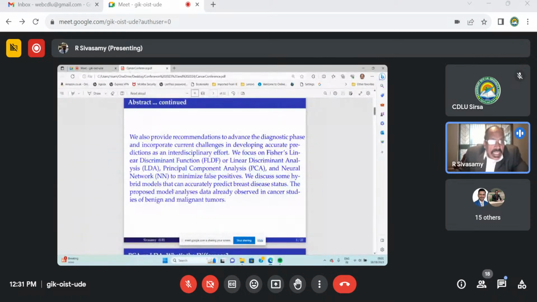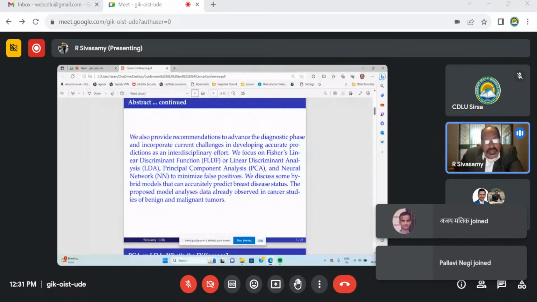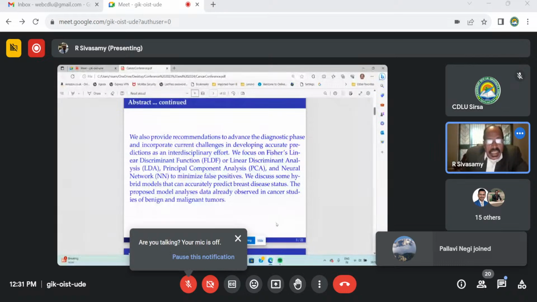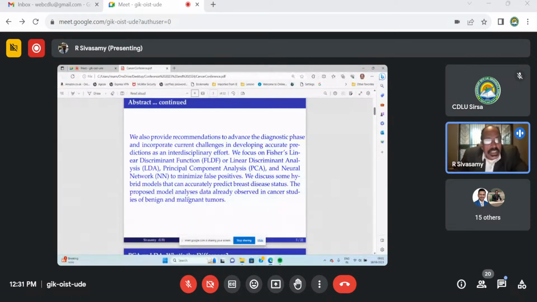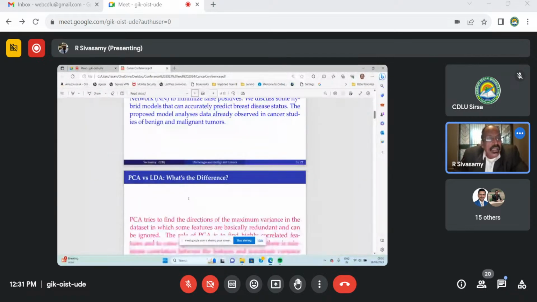Right. See here, linear discriminant analysis and PCA, and even neural network. Neural network can help us while fitting the linear models as well as non-linear models, right? Therefore, I used three different methods and I compared the performance.